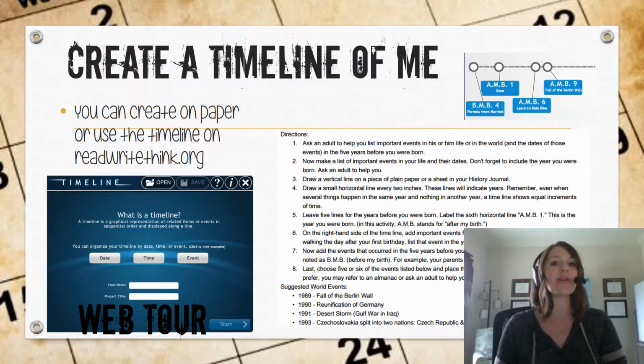If you would rather have an option of doing that timeline online, you can go to readwritethink.org, go to the interactives, and you'll find a timeline tool there where you can do that online as well. Both of those options are available to you. I just wanted to make you aware of that, and I will push that link out in class as well.